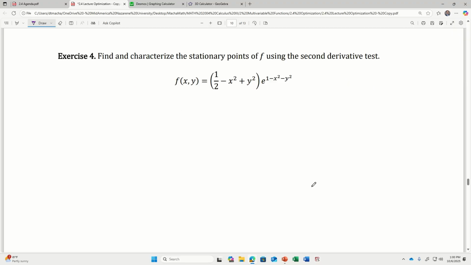So let's do a real one. Enough with the easy examples. Let's do at least one real example in class where we've got to kind of get our hands dirty a little bit.